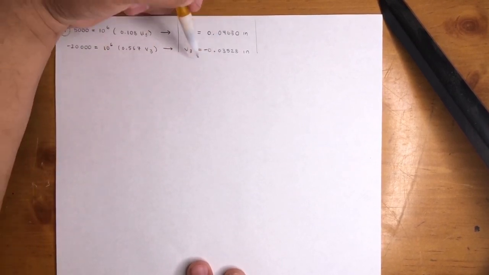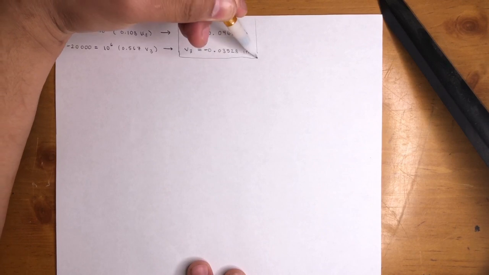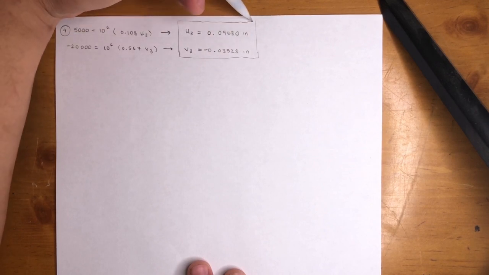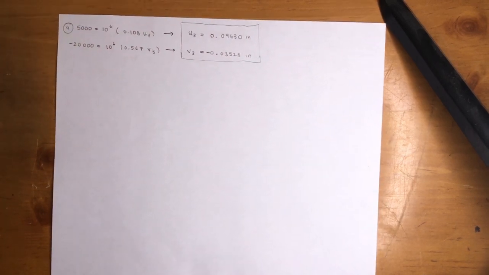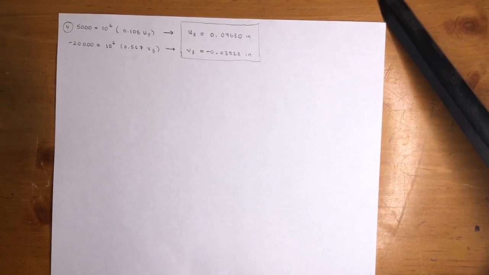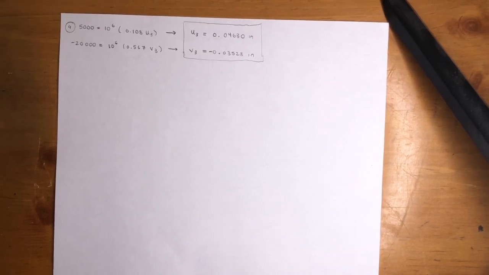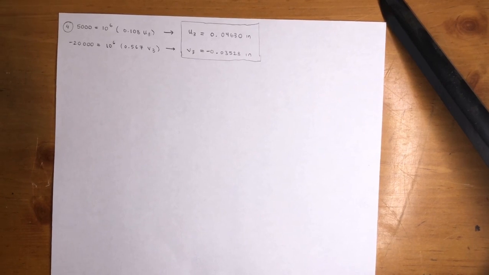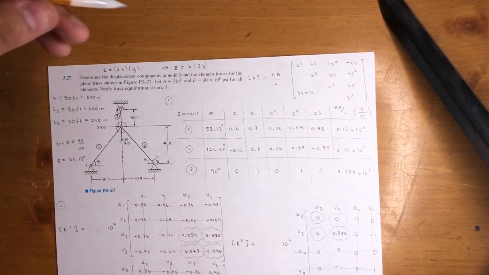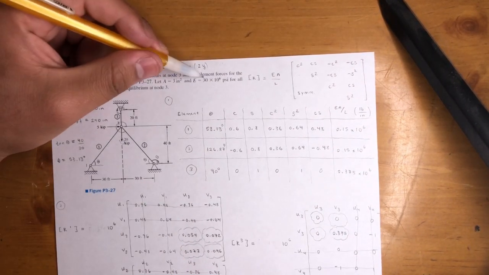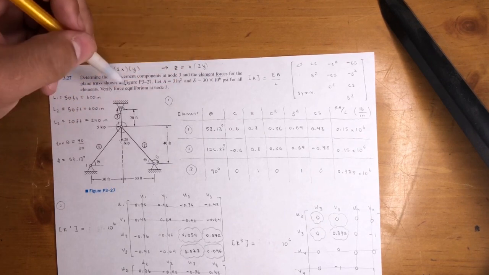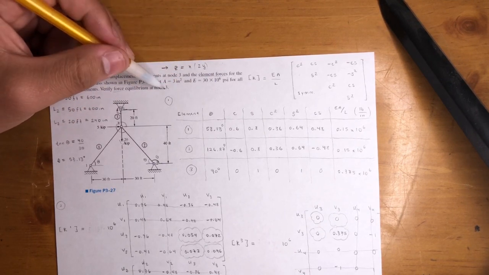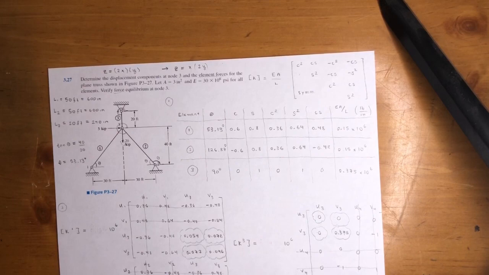Now the next part of the problem says solve for the forces. What does it say? Verify force equilibrium at node 3, and we'll do that in a second. It says, my bad, I was reading the other paper. The element forces. So we've got to get that first, and then we verify the force equilibrium at node 3. So let's go ahead and do that.